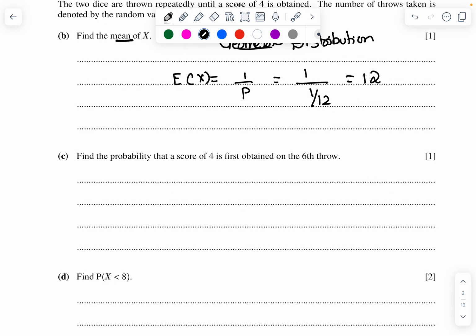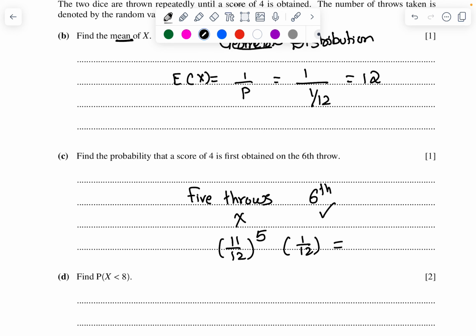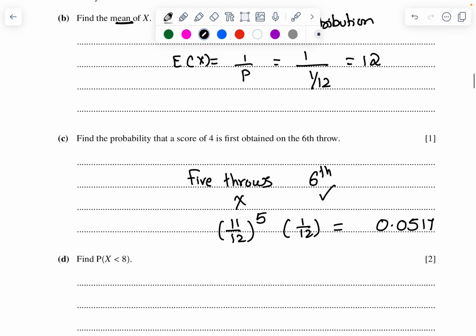Find the probability that the score of 4 is obtained on the sixth throw. So on 5 throws you should not get a 4, and on the sixth throw you should get a 4. Not getting a 4 is 11/12, five times, and lastly on the sixth I should get 1/12. Simplifying this, I get 0.0517.